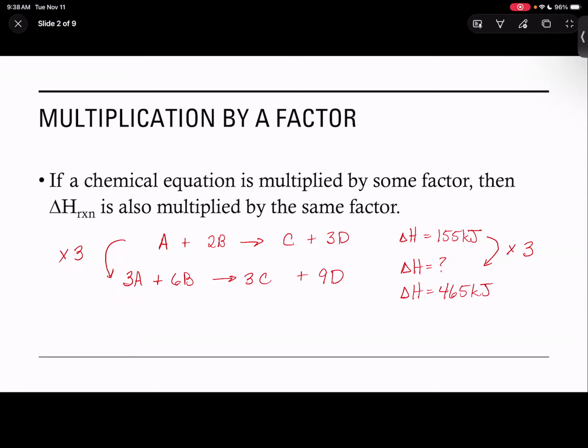So again, the first relationship we're talking about is if you multiply the coefficients of a balanced chemical reaction by some variable, you do the exact same thing to the enthalpy. And that is because the enthalpy is related to the reaction stoichiometrically.